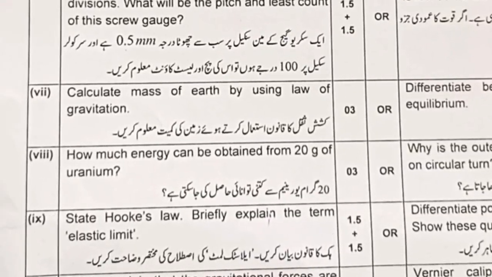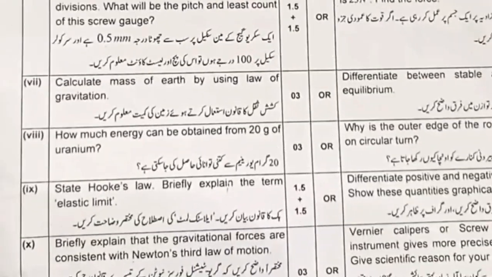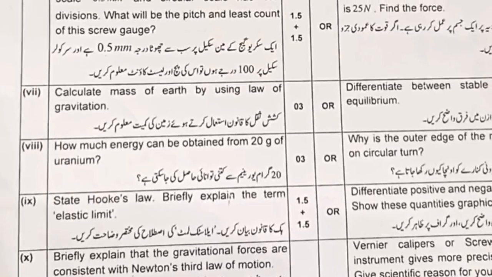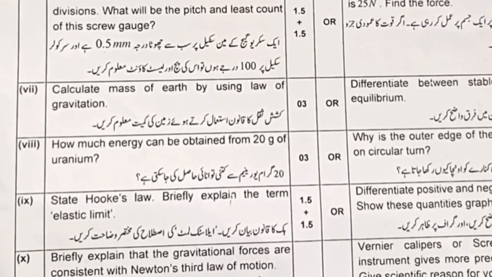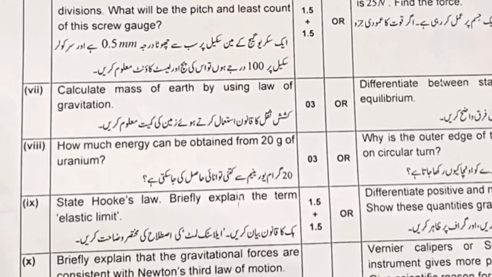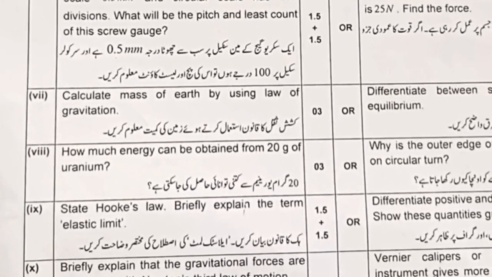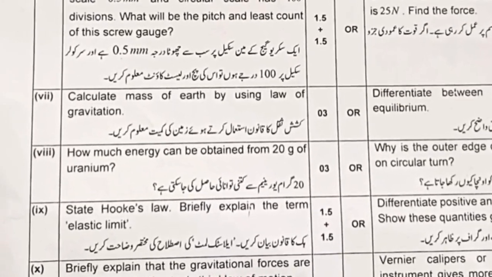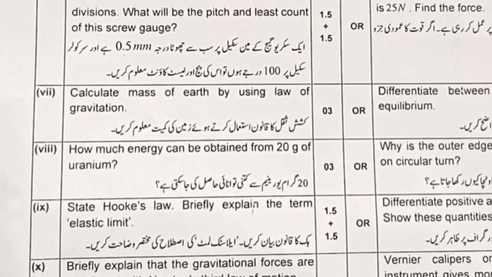Question 7, calculate the mass of Earth by using the law of gravitation. Question 8, how much energy can be obtained from 20 gram of uranium? Question 9, state Hooke's law, briefly explain the term elastic limit. Question 10, briefly explain how the gravitational force is consistent with Newton's third law of motion.